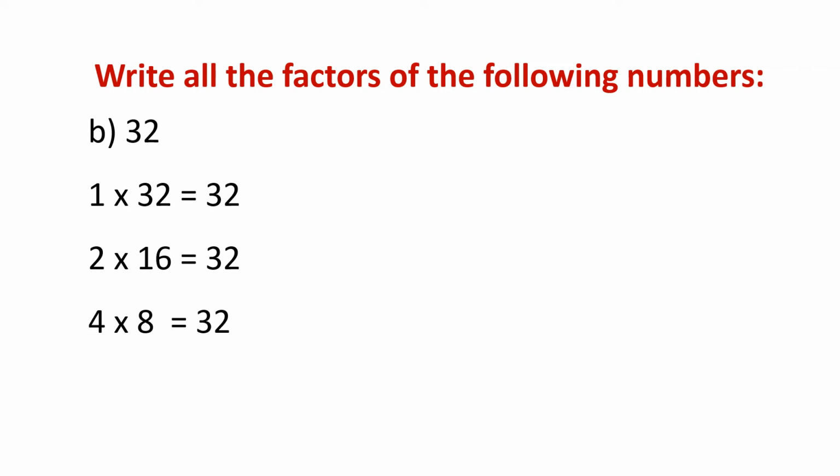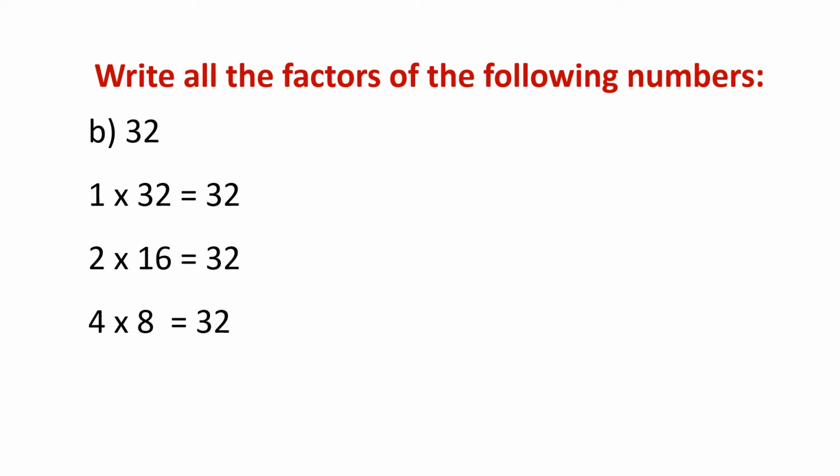Then we take the next natural number 5. Is 32 completely divisible by 5? No, because a number is divisible by 5 if the last digit is 0 or 5. But here the last digit is 2. So 32 is not divisible by 5. So leave 5. Now we take the next natural number 6.